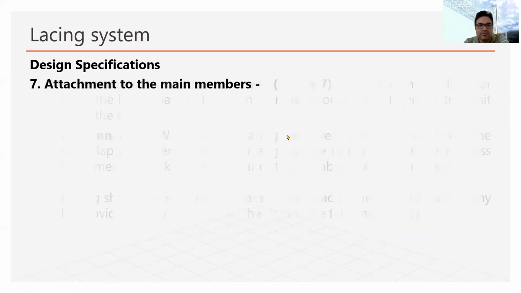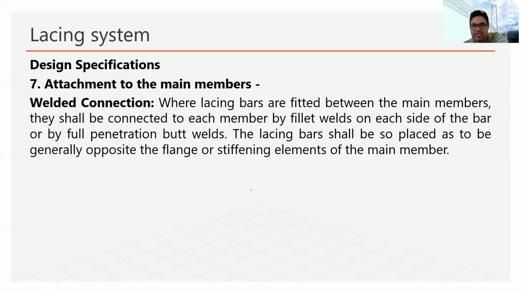Now there are some other things also that we have to take care of. Where lacing bars are fitted between the main members, they shall be connected to each member by fillet weld on each side of the bar or by full penetration butt weld. They are talking about this. If there are two members like this, one way is we provide the lacing bar like this and then we weld here. So it will simply look like a fillet weld.